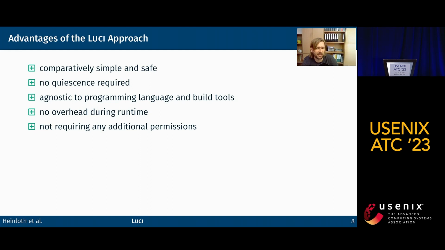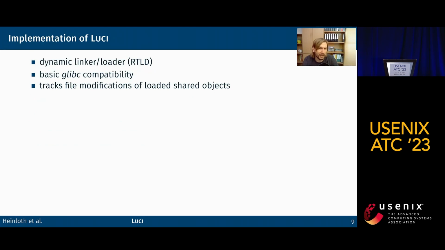Since this approach does not use ptrace or similar for accessing foreign process virtual memory, no additional privileges are required to perform the update. And it will always update to the latest version installed on the system, but it is not depending on subsequent versions, so even rollbacks are possible. We have implemented Luci as dynamic linker with sufficient glibc compatibility to run many common applications out of the box, so it acts as a replacement for the widely used standard glibc dynamic linker.